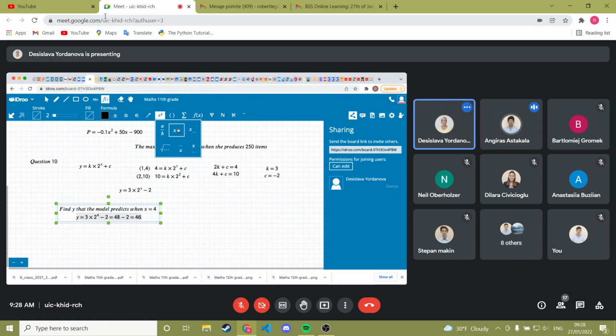Questions by now? Nope. Why is the question stated like that? Find y that the model predicts when x equals 4. Why is it not like find y when x equals 4? Actually, there is something that we will go deeper into next week, but why is it stated like that? What do models do, and can we rely on them for all the values? Real life models, I mean.